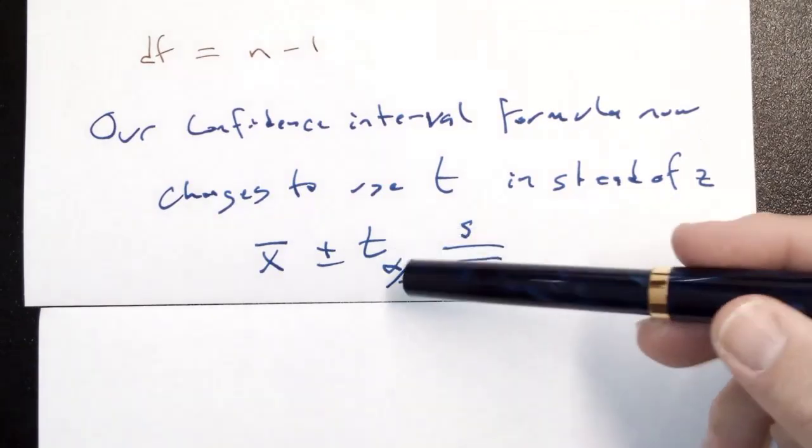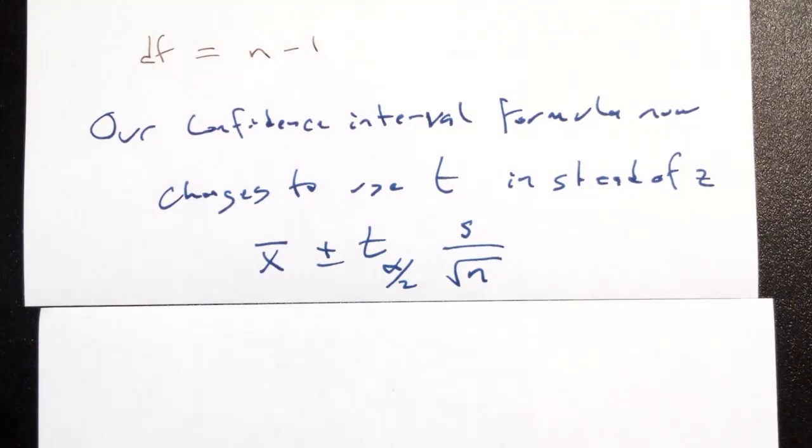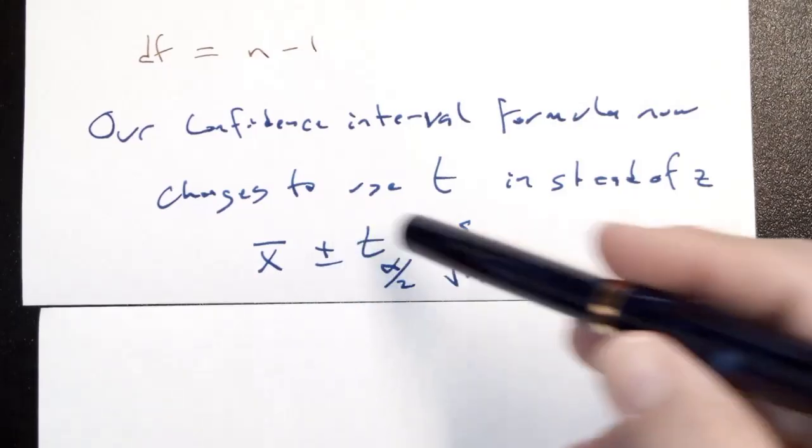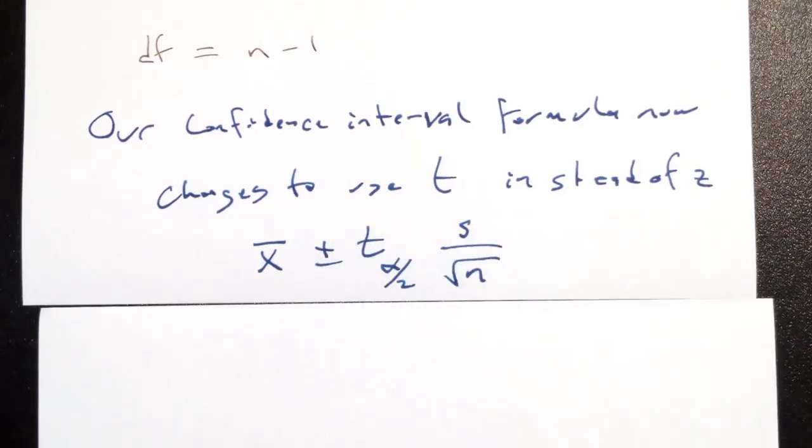I'm using t alpha over 2, just like you said, Mike, there's 5% high and 5% low. So I want to find that 5% number for a 90% interval. And then I multiply that by our standard error.